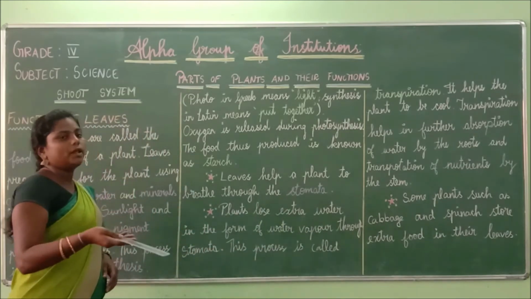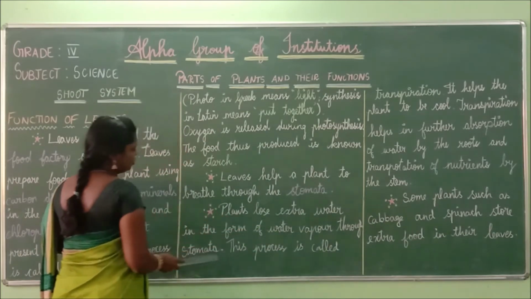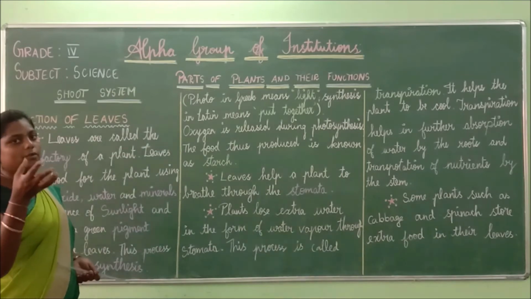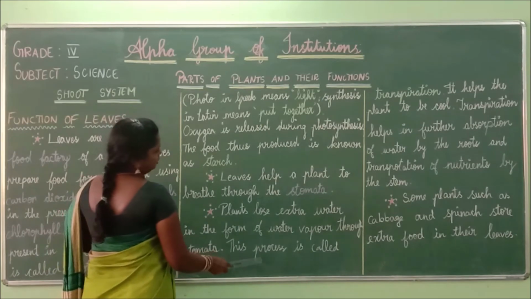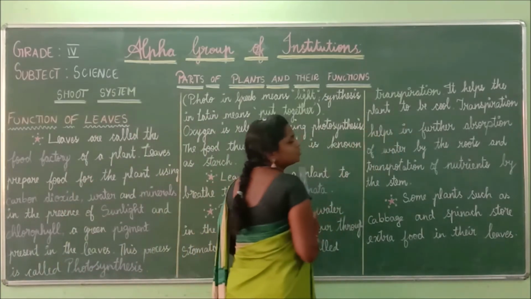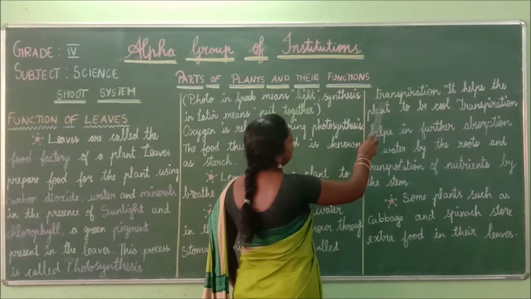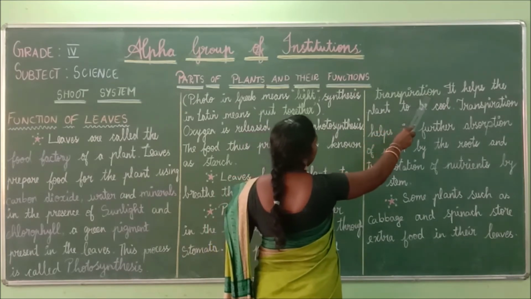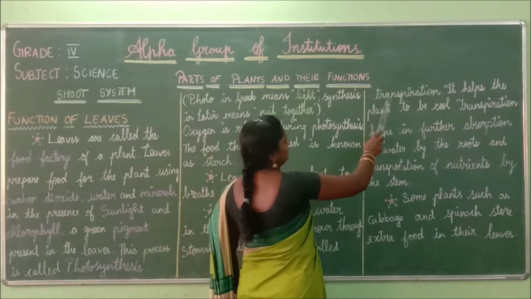It will send the extra water out of the plant as water vapor through stomata. So from the stomata itself they will lose the water vapor, that means the extra water in the plant. This process is called transpiration. Repeat after me. Transpiration. It is called transpiration.